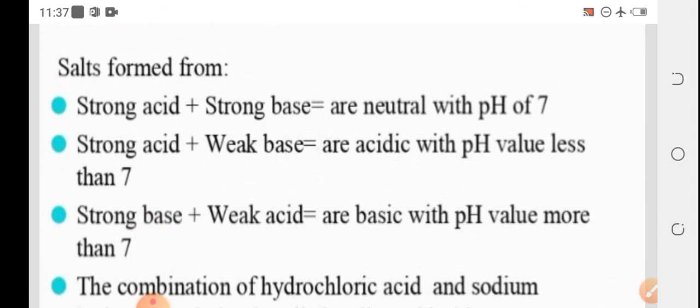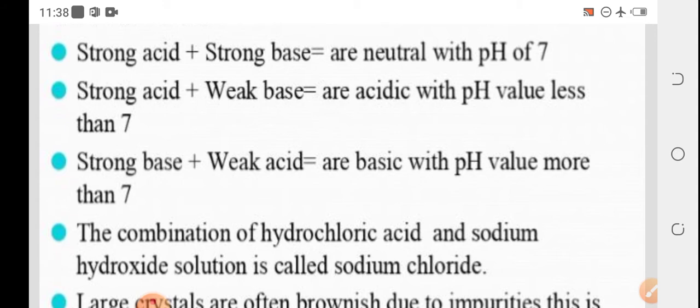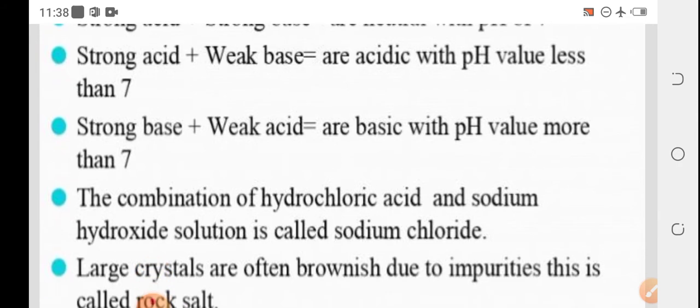How are salts formed? A strong acid reacts with a strong base to form a neutral salt, with a pH of 7. A strong acid with a weak base gives an acidic salt, the pH is less than 7. A strong base with a weak acid gives a basic salt, the pH is more than 7.